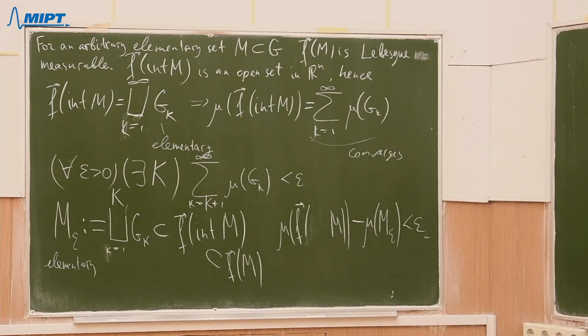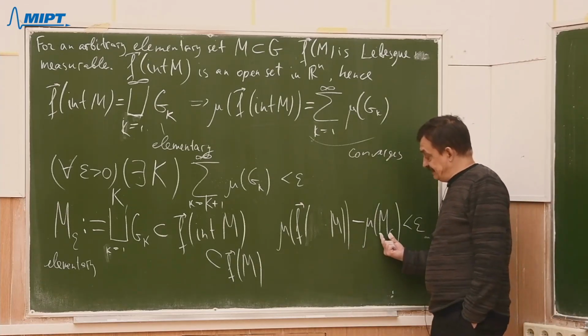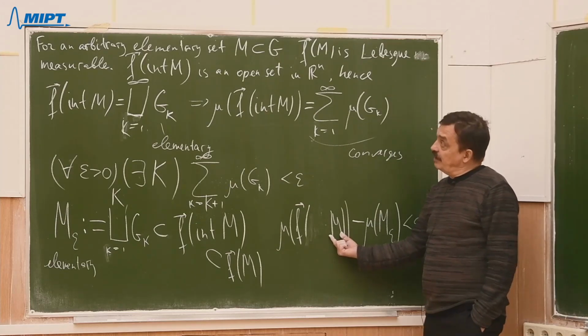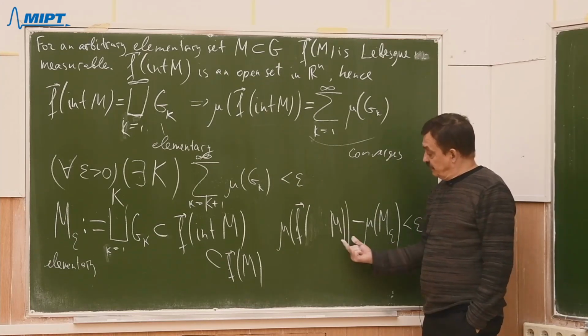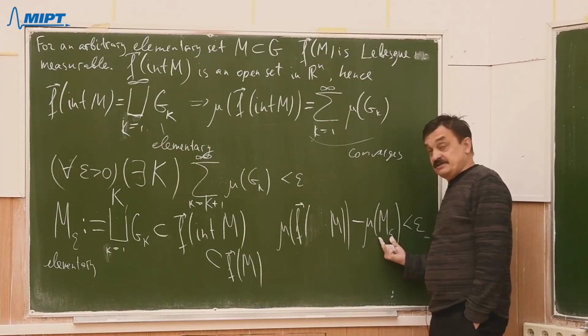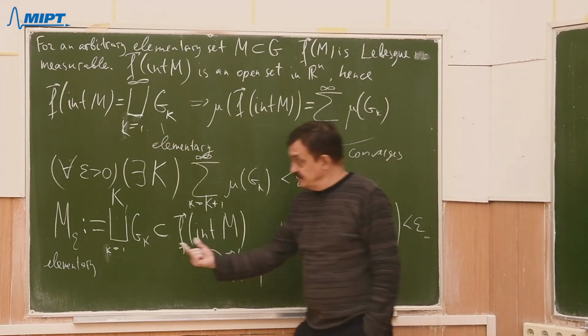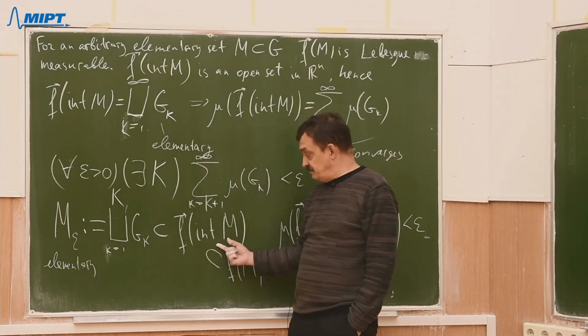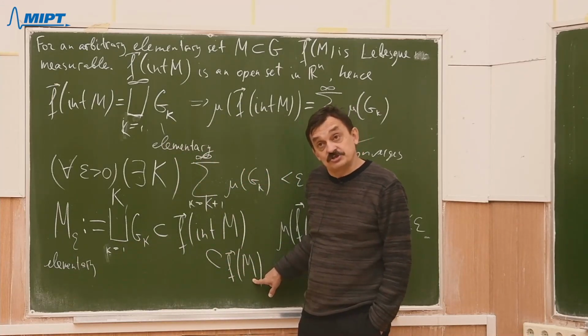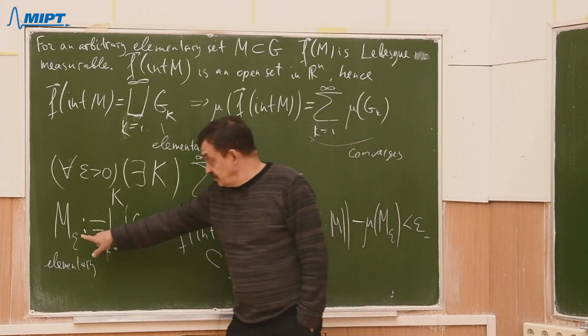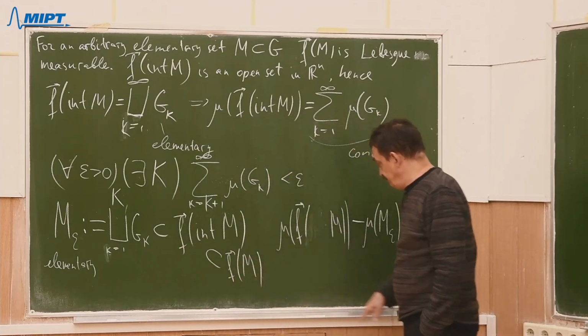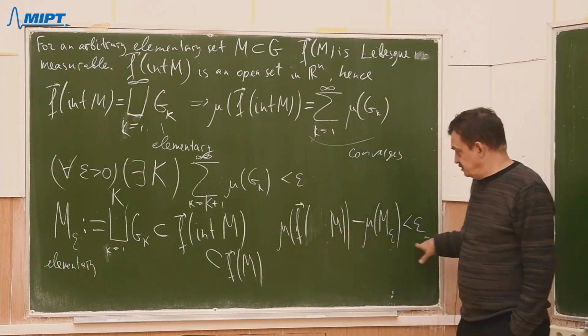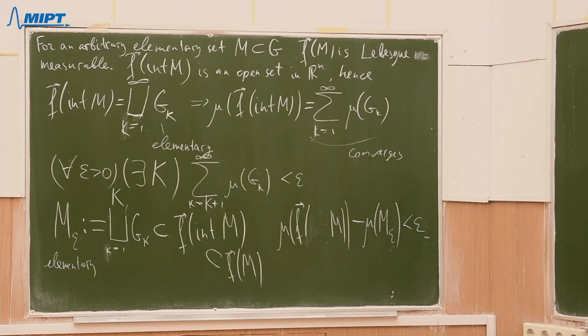So you see, for an arbitrary elementary set M, we can find an elementary set M epsilon such that M epsilon is a subset of the image of M, and the difference between measures is less than epsilon.